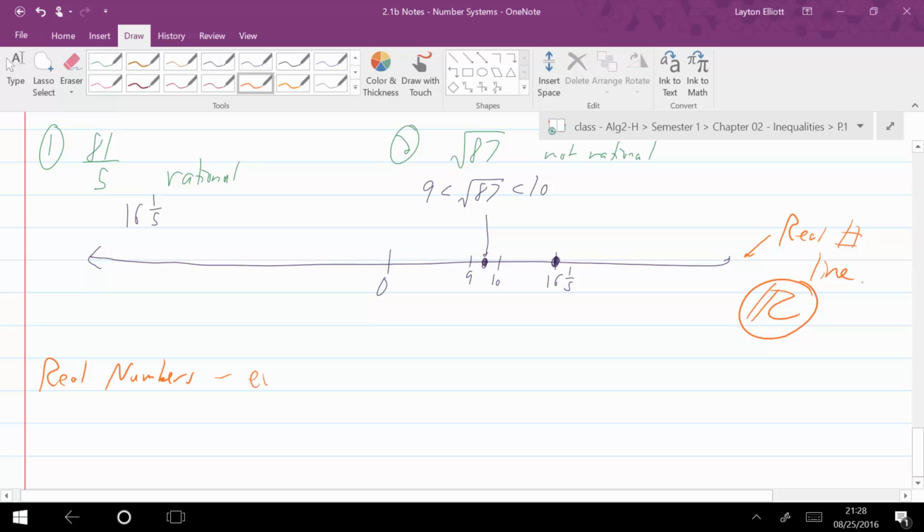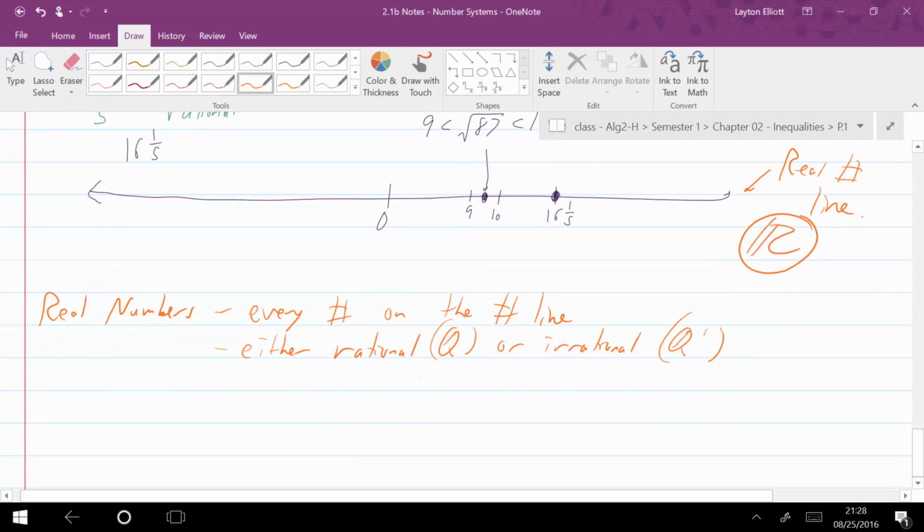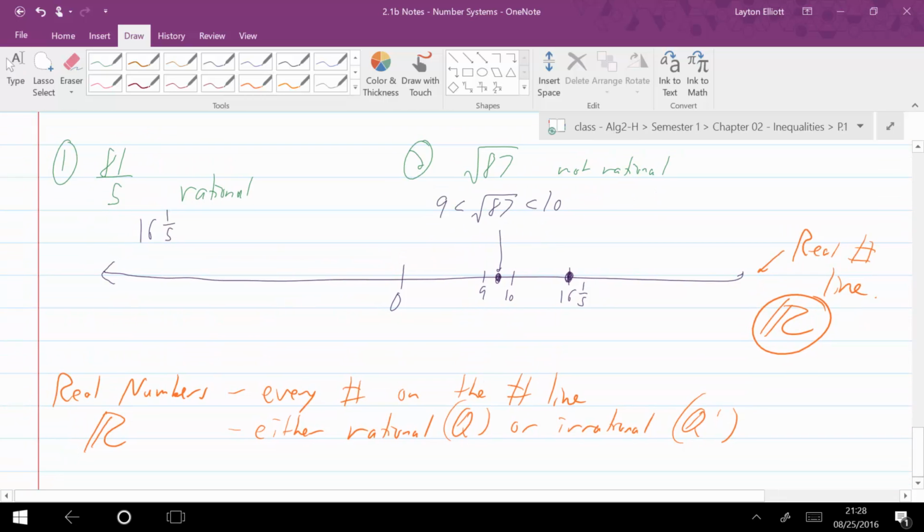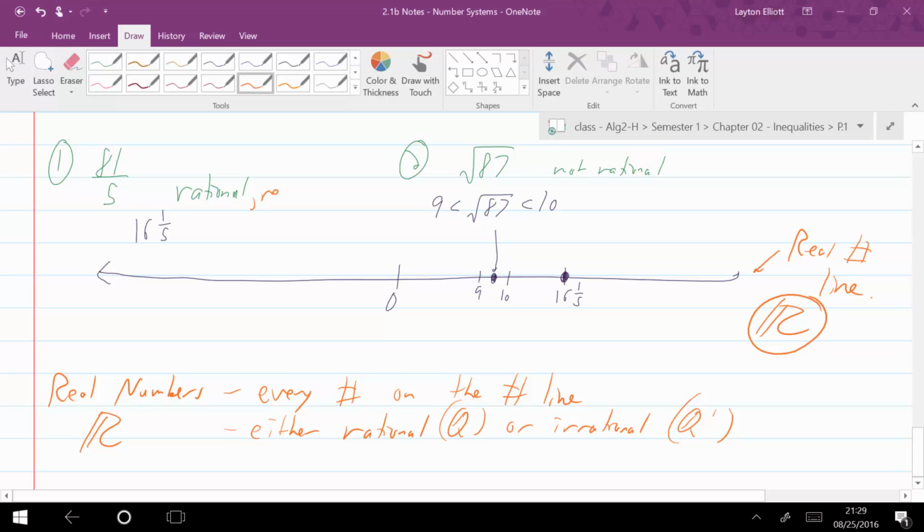Real numbers is every number on the number line. Or what I kind of say is they are either rational, which we have as a symbol of Q, or irrational, which has a symbol of Q prime. And we give real numbers the symbol that you've seen for all real numbers. That means that 81 fifths right up here is rational and it is real. And radical 87 is not rational, which means it is actually irrational, but it is also real.